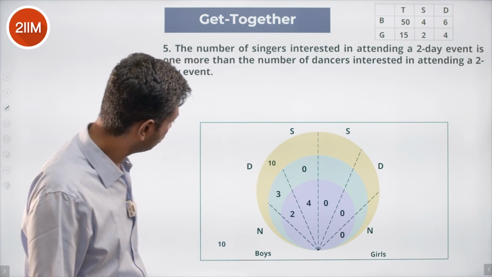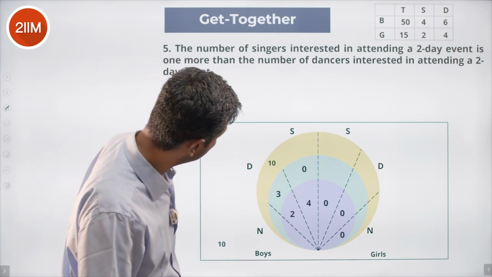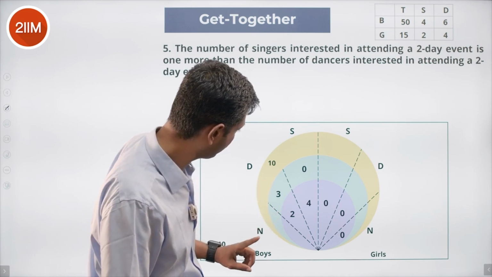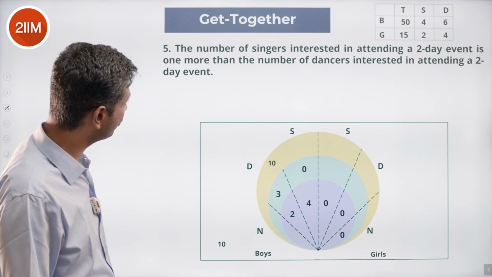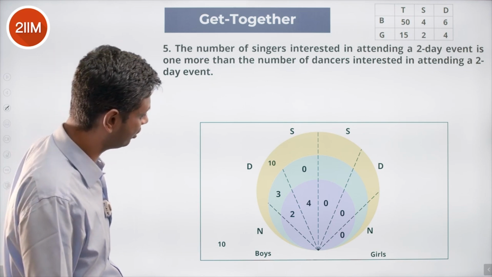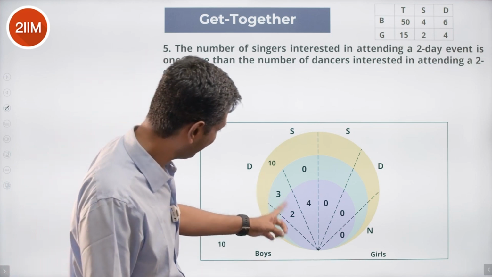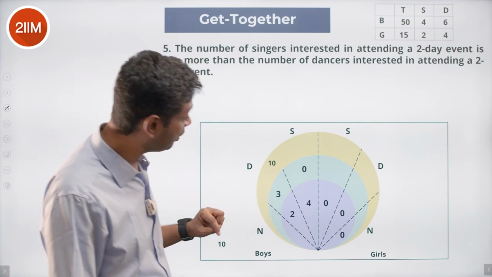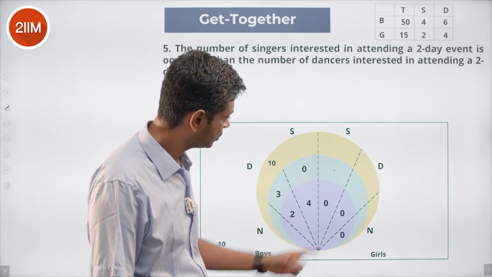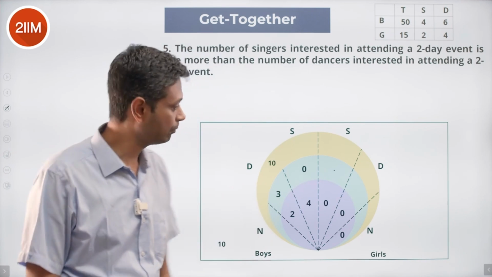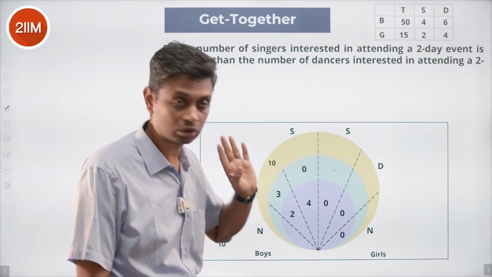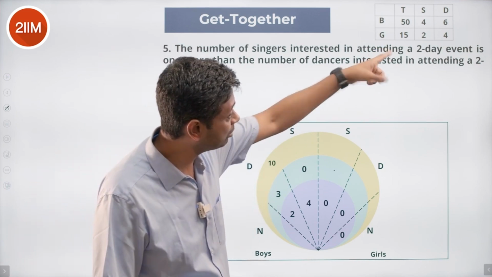And so the 2-day event, the 5 dancers already included from boys. The number of singers interested in attending a 2-day event is 1 more than the number of dancers. So dancers is 5. Singers could be 1 more than that. It could be 6. Means this could be 2. This could be 0. That's a possibility. Or we could have more than 2 singers with dancers also coming in there. But we have only a maximum of 2 girl singers.